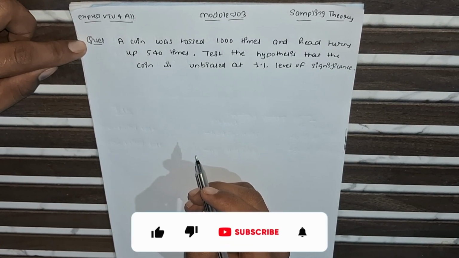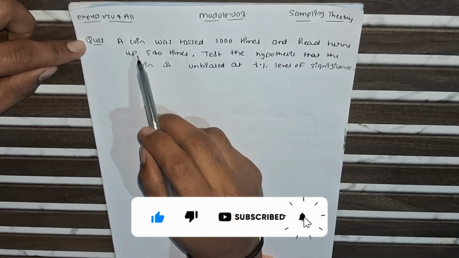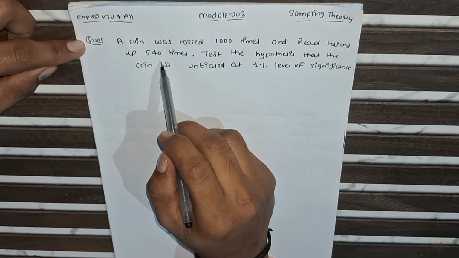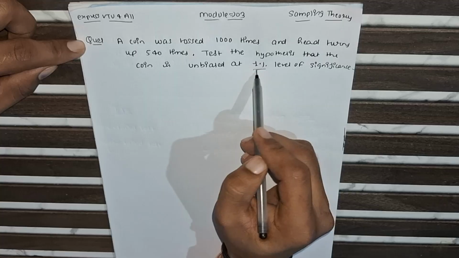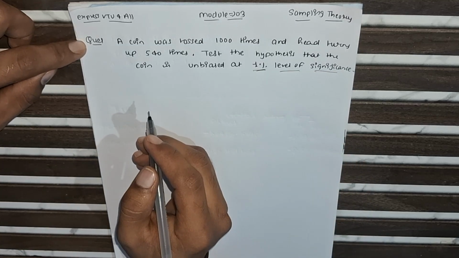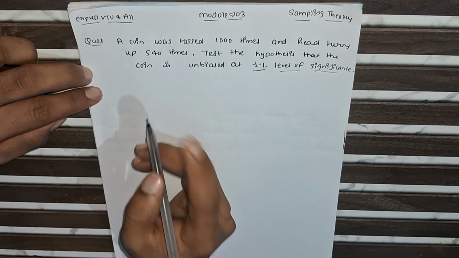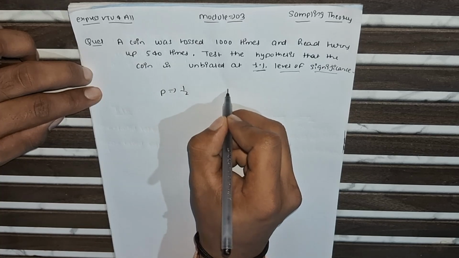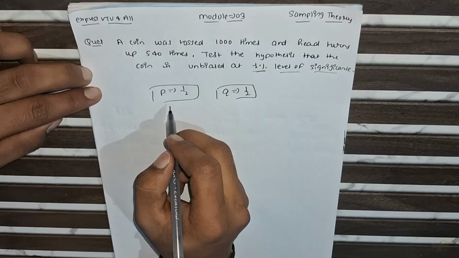Today we are going to solve a very important problem from module 3 sampling theory. So the question is, a coin was tossed 1000 times and had tails of 540 times. Test the hypothesis that the coin is unbiased at 1% level of significance. So now let us suppose the coin is unbiased. So probability of getting head in one toss is p equals 1 by 2, and q equals 1 by 2. This is the probability we are getting a head.